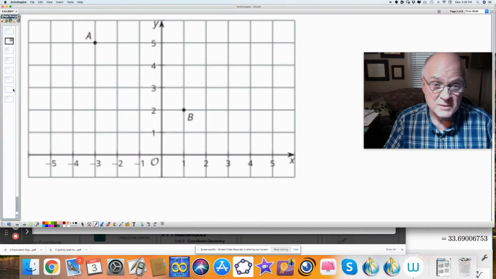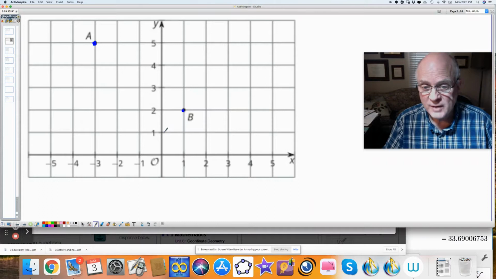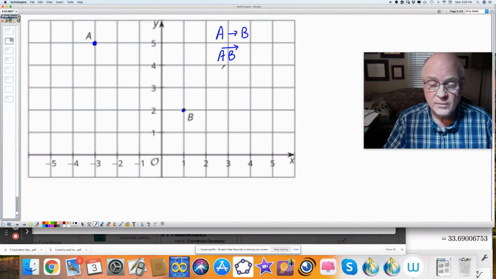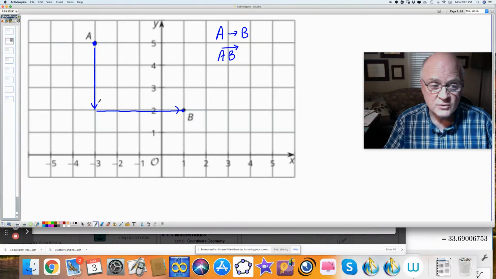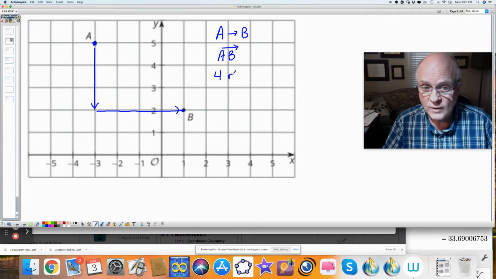Another question, though, that comes up is, how could you map from A to B? What transformation would get you from A to B? And one way of doing this would be to translate. So we could say, I'm going from A to B. How can I do it? One way is to use a vector AB. And this vector would have components in the x direction. It's going to be 4 to the right, and it's going to be 3 down. So you could say 4 right and 3 down.